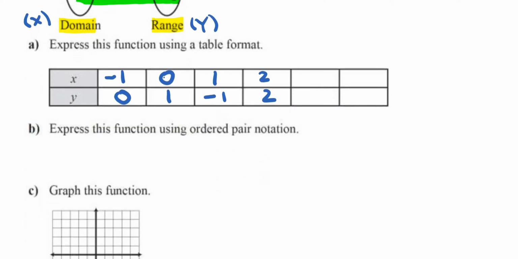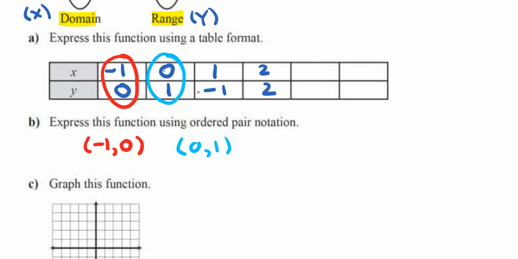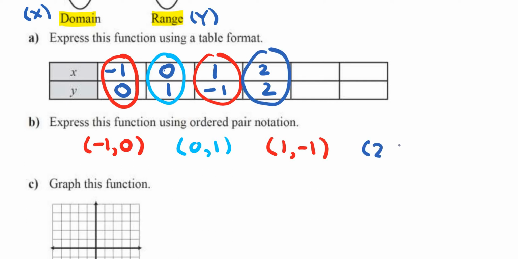Okay, and after that, I need to express this using ordered pair notation. So if I have this ordered pair, that can be written as -1, 0. If I have 0, 1, that's 0, 1. And I have 1 and -1, so that's going to be 1, -1. And finally, there's 2 and 2, so 2, 2 there.